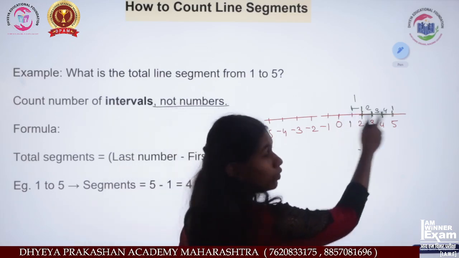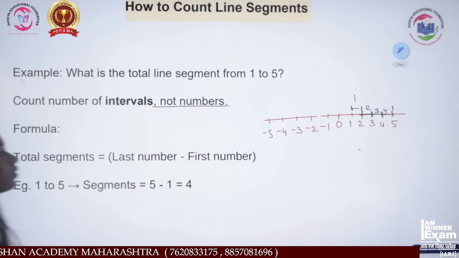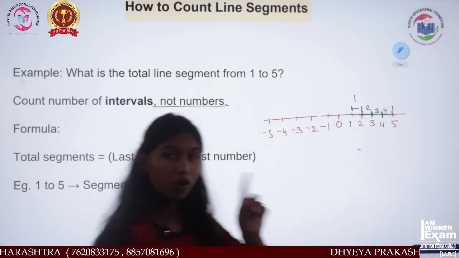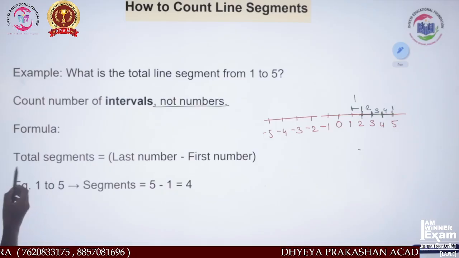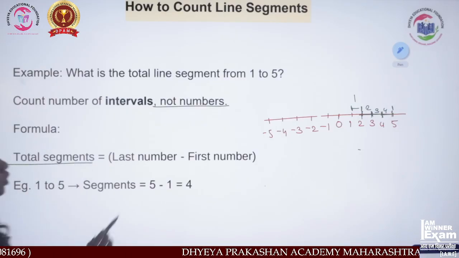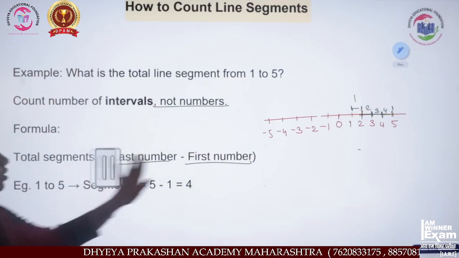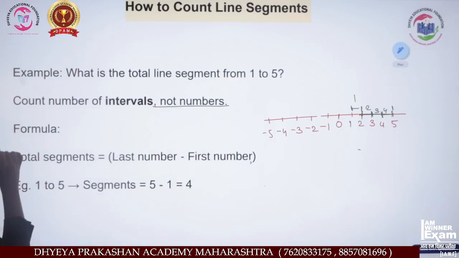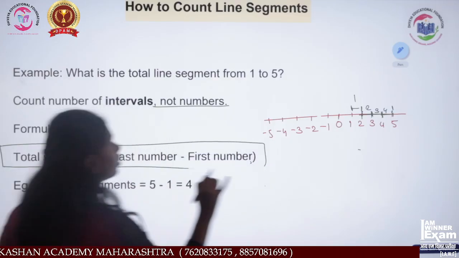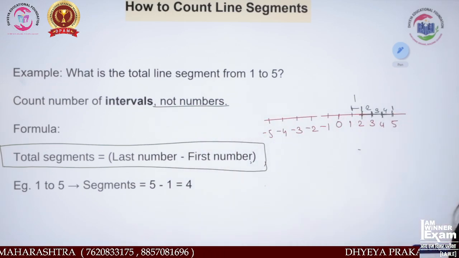And we just now counted the interval only. Okay. Then now we can count like this also. This is method 1. And for another method, there is a formula that says that total segment is equal to last number minus first number. So this is one formula for counting the total segment.